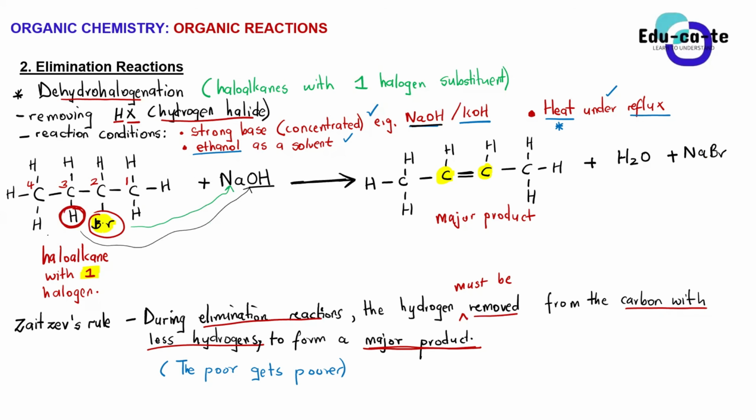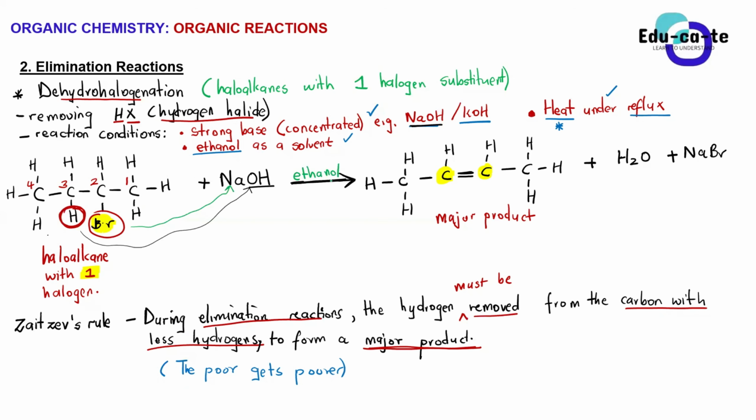So this is the full reaction. If they give you 5 marks and they say show the full elimination reaction from this haloalkane, the moment you realize that your haloalkane has only 1 halogen, use a strong base such as NaOH. And then the other conditions that you can write here, you must always write the reaction conditions on the arrow, such as ethanol. So you need ethanol as a solvent.